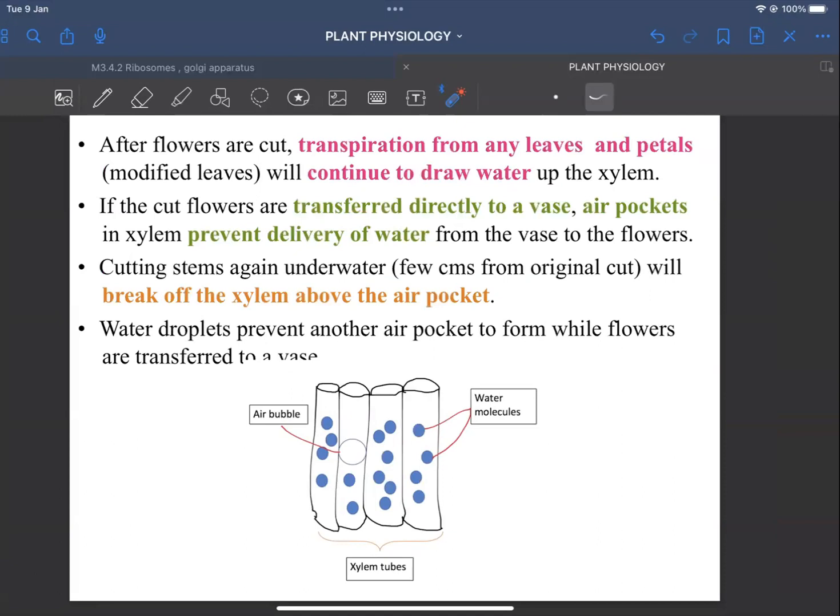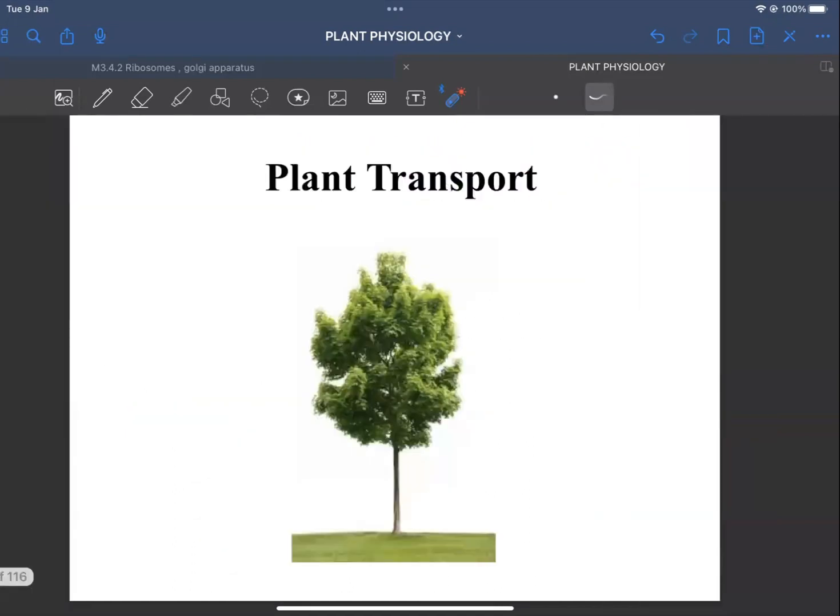This is to prevent the air pockets, or what we call air bubbles, in the xylem, which would prevent the delivery of water. So you prevent the blockage of water uptake along the stem.